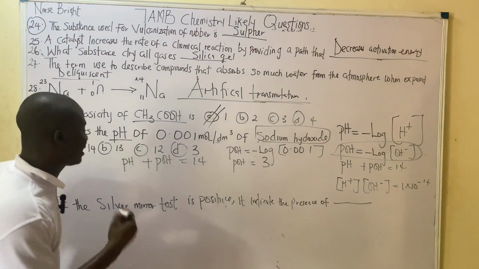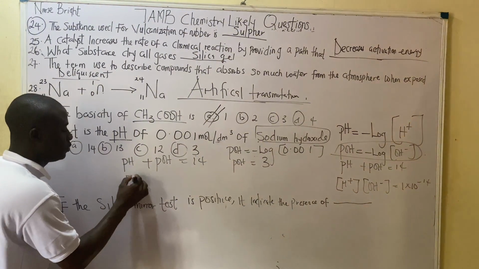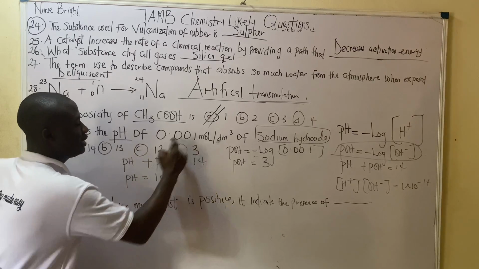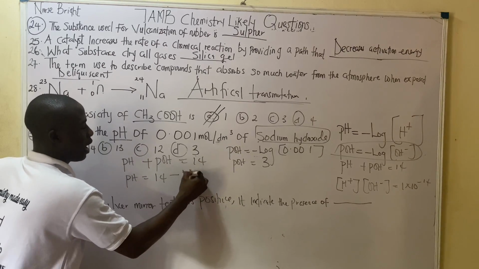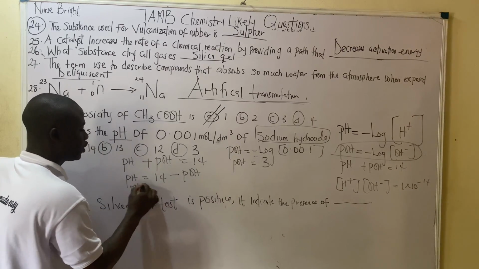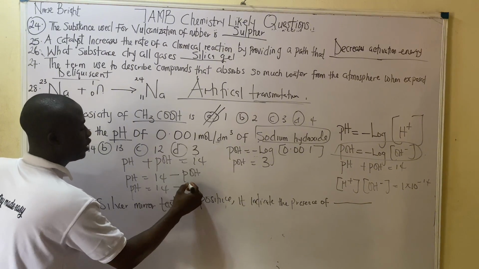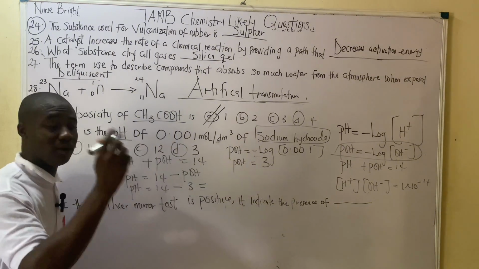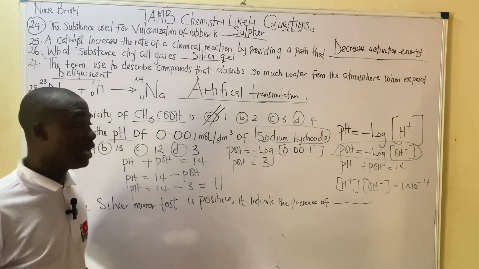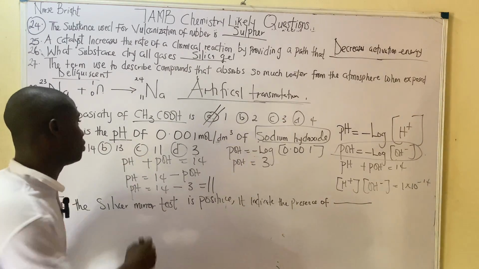So what do we do next, class? Very easy. We make pH the subject. So pH will now be equal to 14 minus pOH, and pOH is 3. 14 minus 3 is 11. So the answer to this question becomes option C.